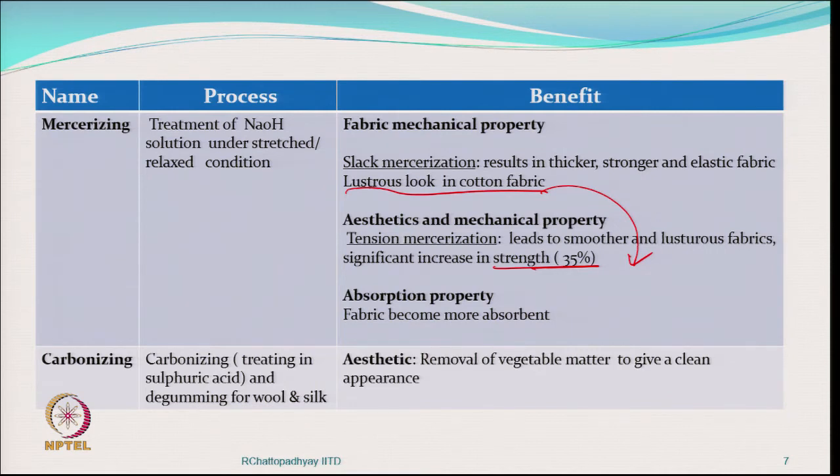Another treatment is called carbonizing, which is mostly done on wool, and the degumming techniques are also there, which are generally used for silk fibers. And as a result, what do we get? It enhances the aesthetic value of wool fabric or silk fabric, because by this we can remove the vegetable matter from wool fibers.